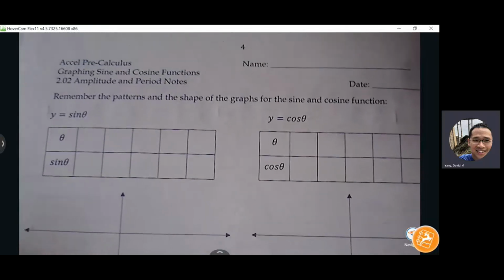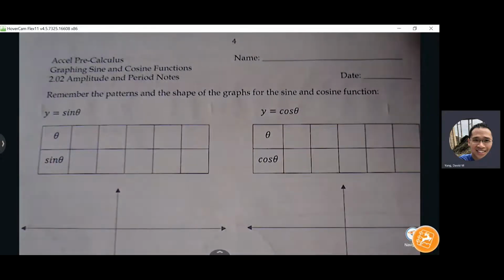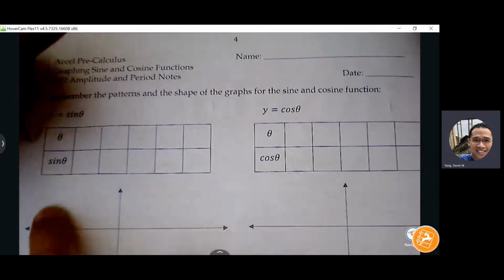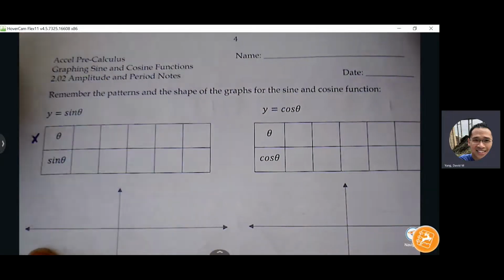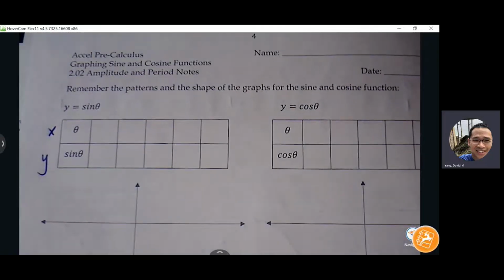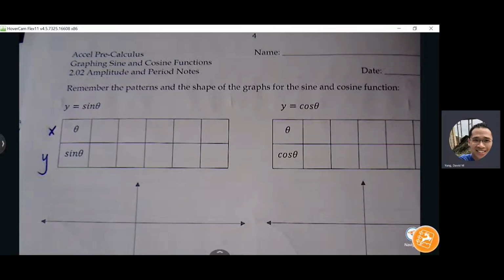So remember the patterns and shape of graphs for sine and cosine graph. Here are the most important points. For theta, think of theta as your x value. Think of sine as your y. Theta is just a variable. We use that theta a lot whenever we're talking about a degree or a radian measure.